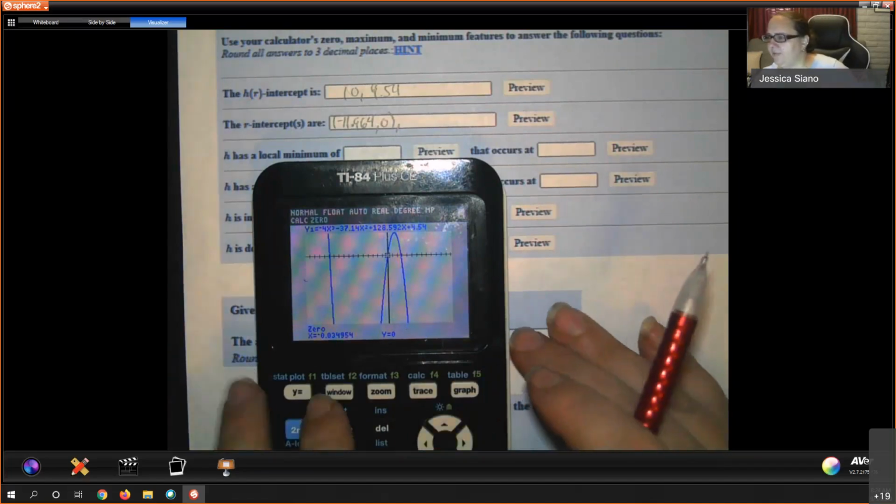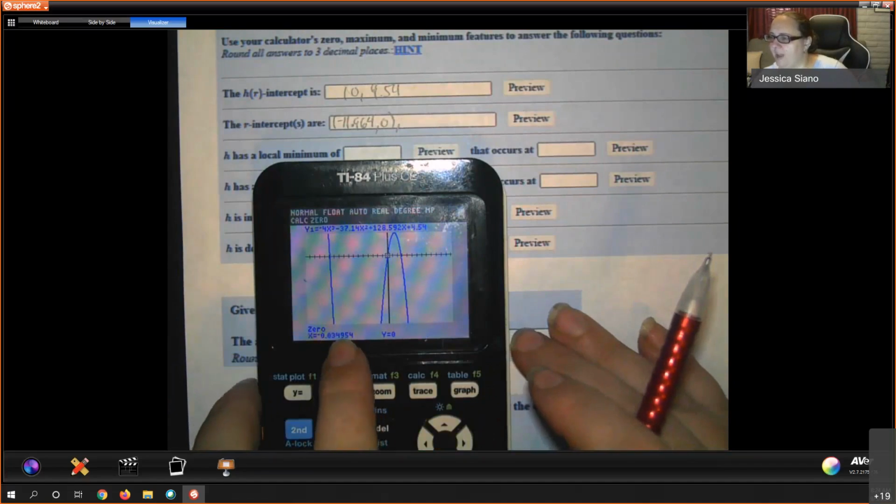So 3.49. Okay, the 5 would round the 9 up and the 9 would round the 4 up. So this would be 0. Well, it's 3 anyway, so 0.035. Negative 0.035.